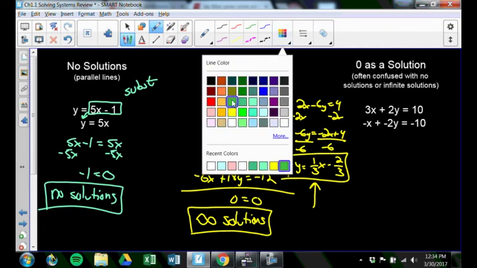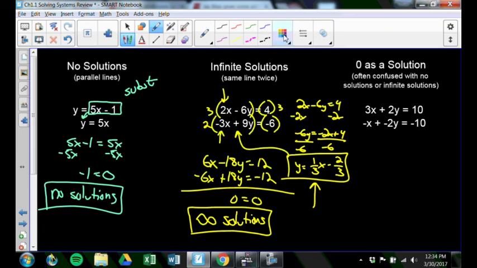Now the third thing that I want to show is 0 as a solution, because this often confuses people. This is not going to be no solutions, not going to be infinite solutions. I'm just going to add up these two equations, because right now the y's are going to cancel, and I get 2x equals 0. This still has a variable in it. Notice how here there was no variable, so we said no solutions. Here there was no variable, we said infinite solutions. This still has a variable in it.